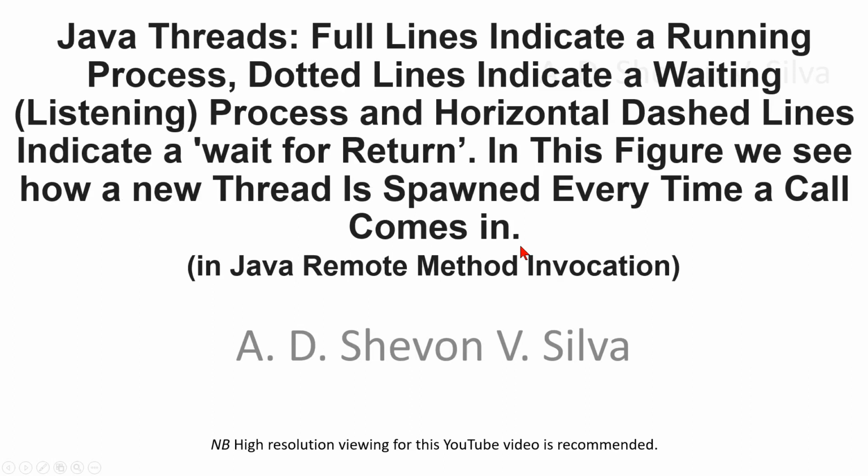Java threads: full lines indicate a running process, dotted lines indicate a waiting, listening process, and horizontal dash lines indicate a wait for a return. In this figure we see how a new thread is spawned every time a call comes in. Java remote method invocation.